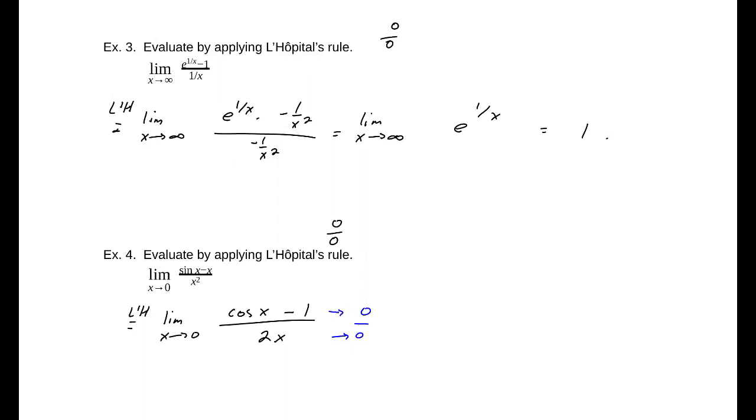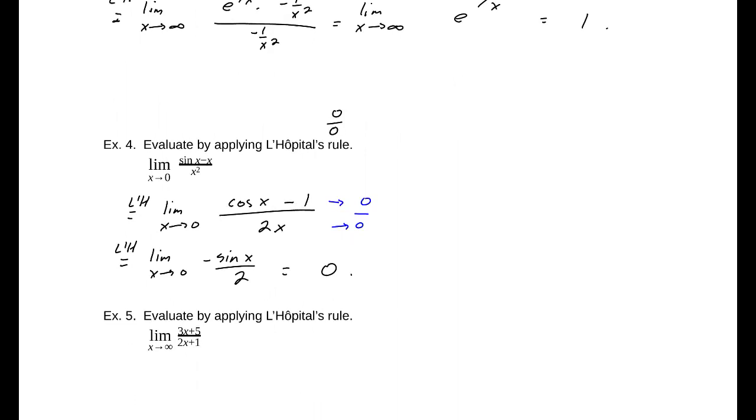So we can still apply L'Hopital's rule. We'll go ahead and do that. Limit as x approaches 0, and the derivative there would be sine x over 2. Nope, negative sine x over 2. Evaluating that at 0 gives us 0. So our limit is 0 in that case.